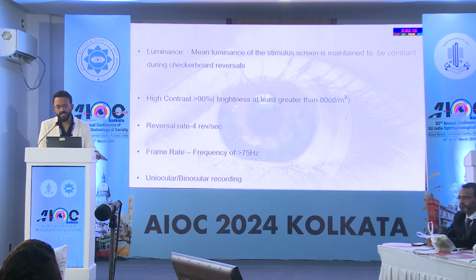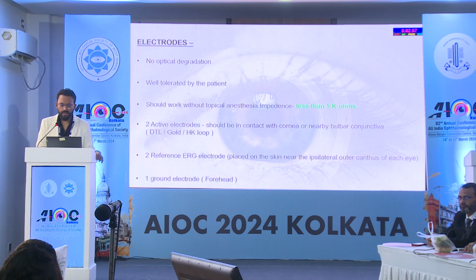The mean luminance needs to be constant during checkerboard reversal, as it is isoluminant. High contrast, brightness at least greater than 80 cd per meter square. Reversal rate of 4 reversals per second, frame rate of more than 75 Hertz. It allows for a uniocular or a binocular recording.